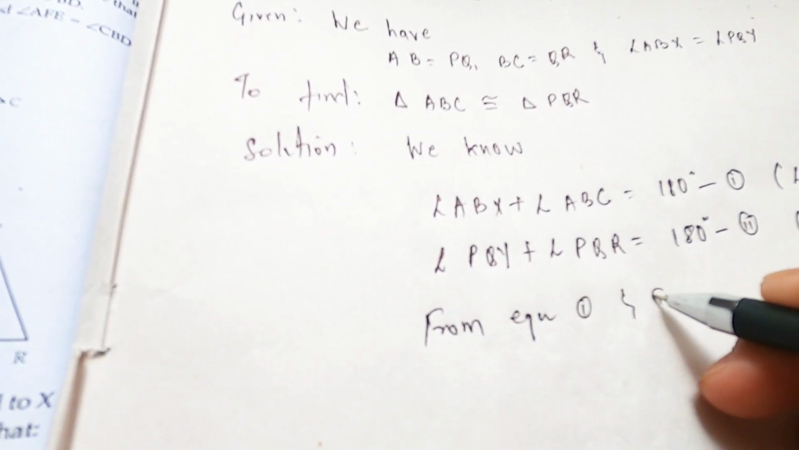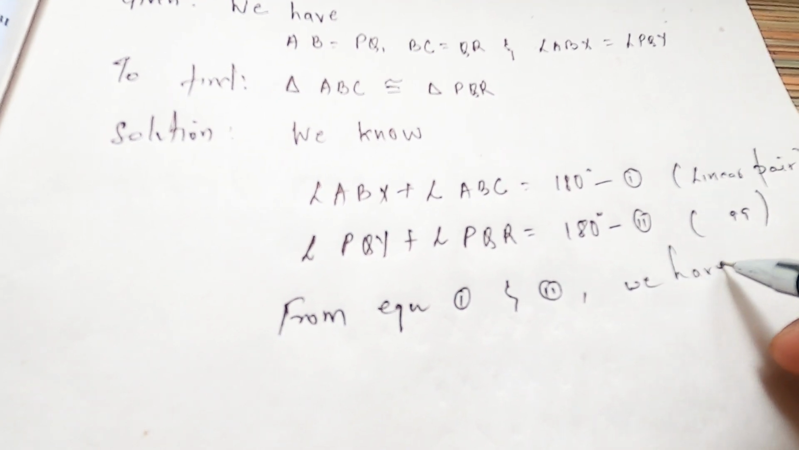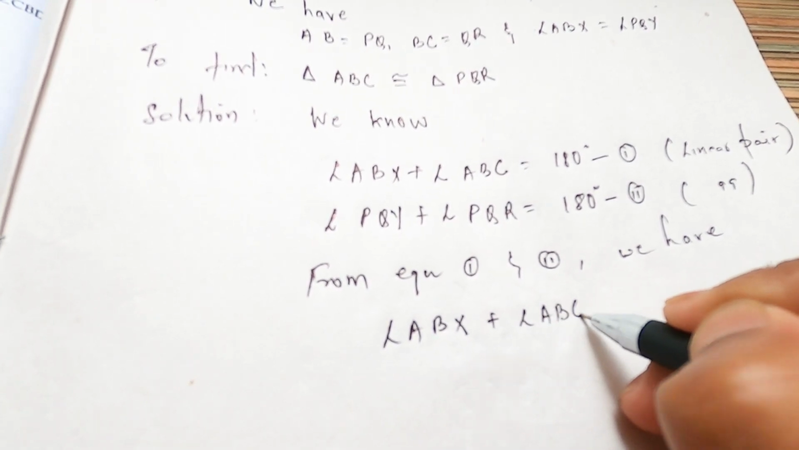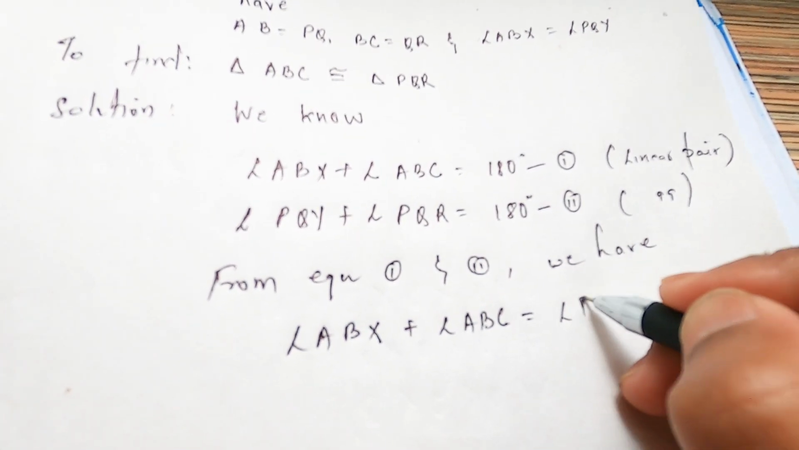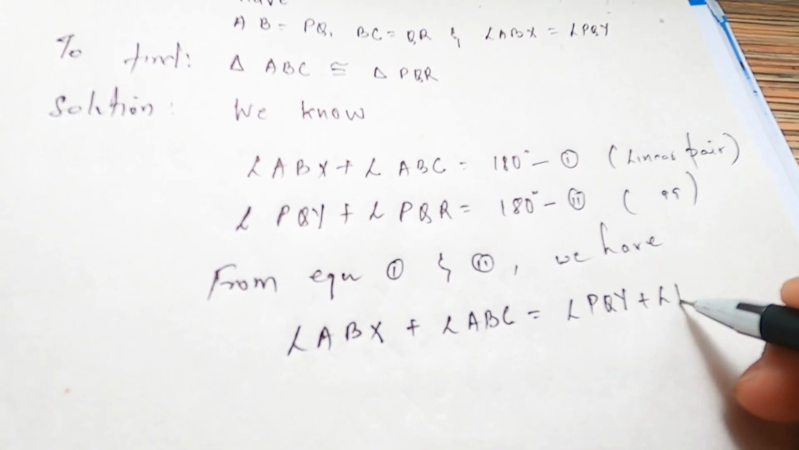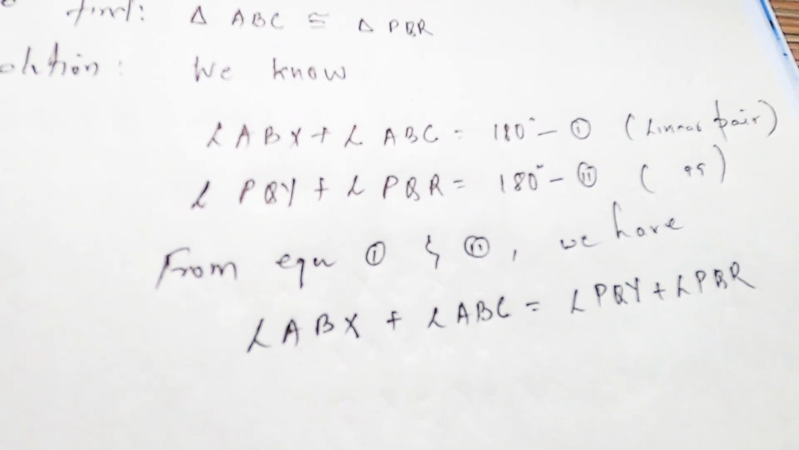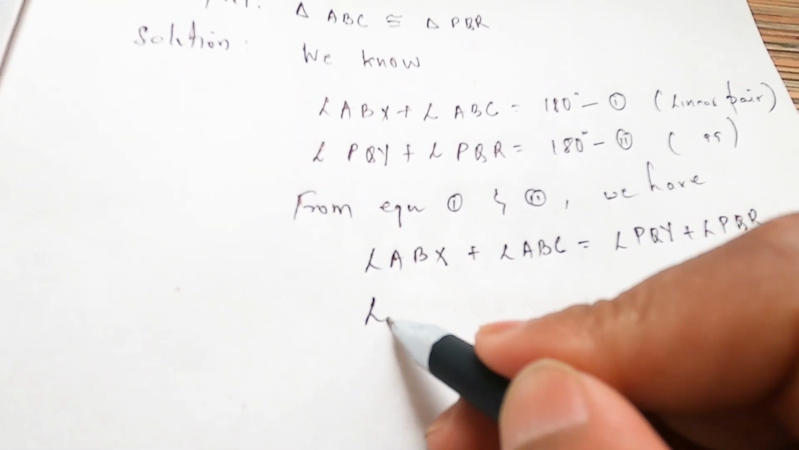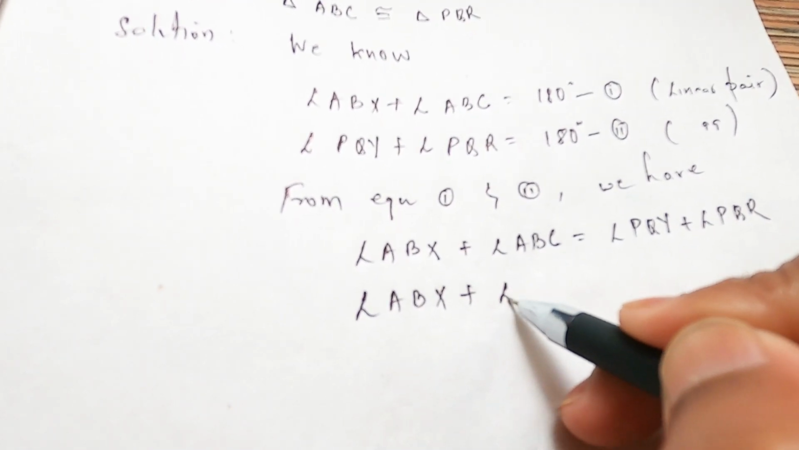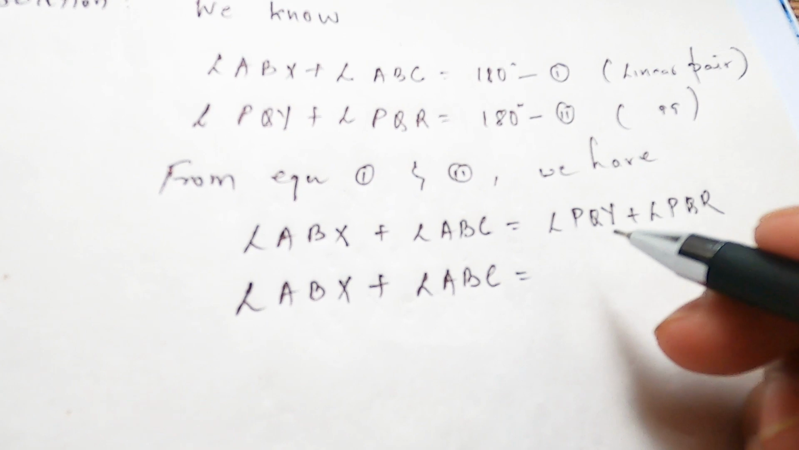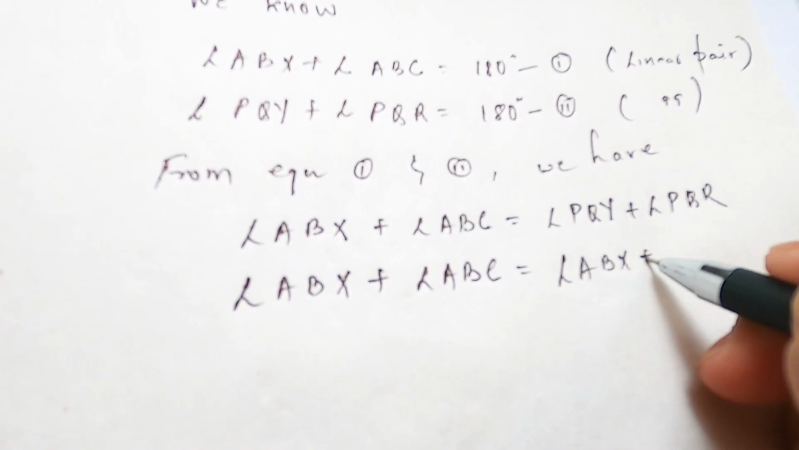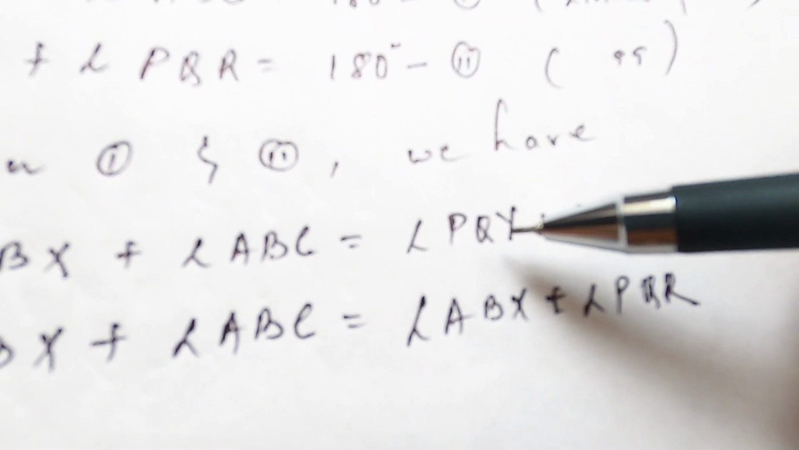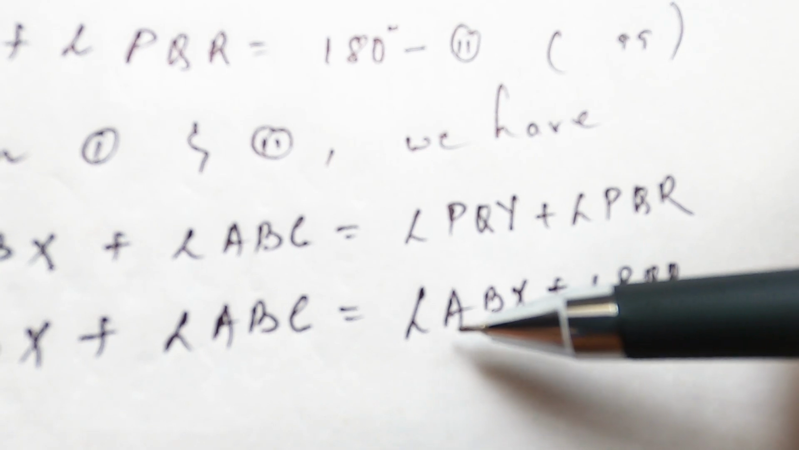So from equation 1 and 2 we have angle ABX plus angle ABC is equal to angle PQY plus angle PQR. All right, so the 180 will get cancelled. So here we will write angle ABX plus angle ABC is equal to angle ABX plus angle PQR. Now here, before it was PQY, now I have substituted by angle ABX.